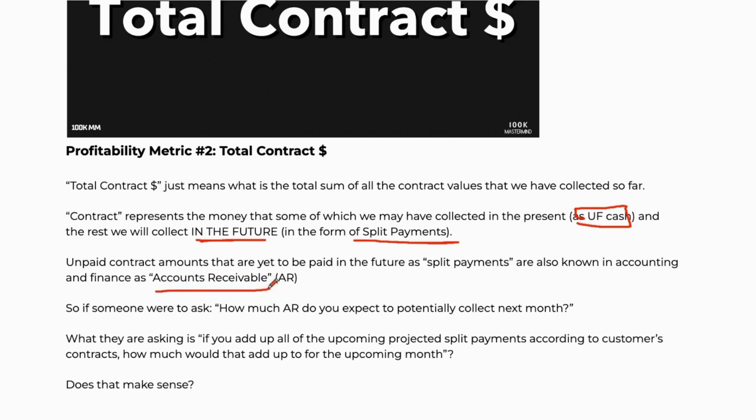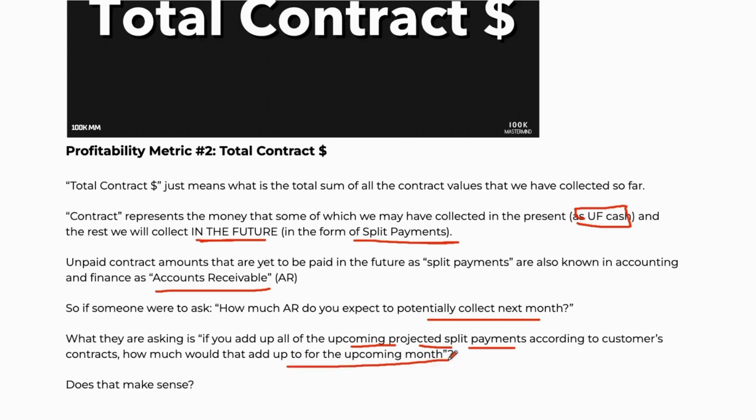And so if somebody asks you, hey, how much AR do you expect to potentially collect next month? The answer to that question would be, hey, whatever are the upcoming projected split payments according to the customers' contracts, you add all of those up, and that would be what is considered the AR for that month, okay?